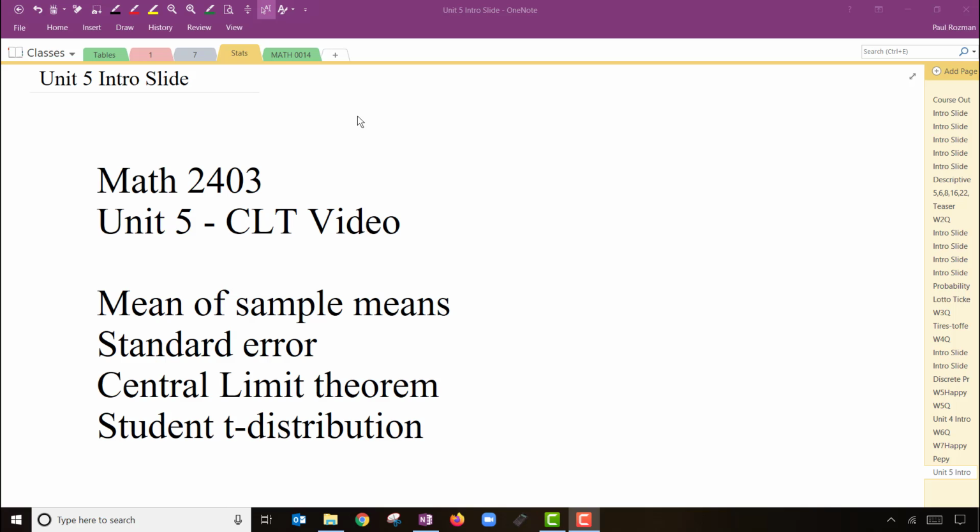Today we're going to talk about the central limit theorem. This is basically where we look at the distribution of sample means. And when we're discussing the distribution of sample means, we'll look at various measures such as the mean of the sample means, the standard error, and we'll even look at a way to tweak the theoretical central limit theorem to be more applied to us using a new distribution called the student t distribution. So let's get right to it.